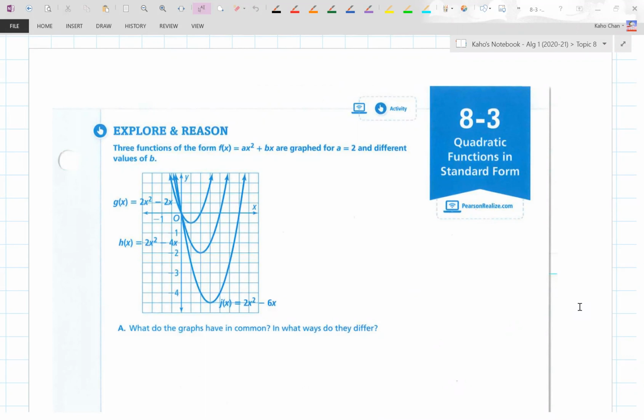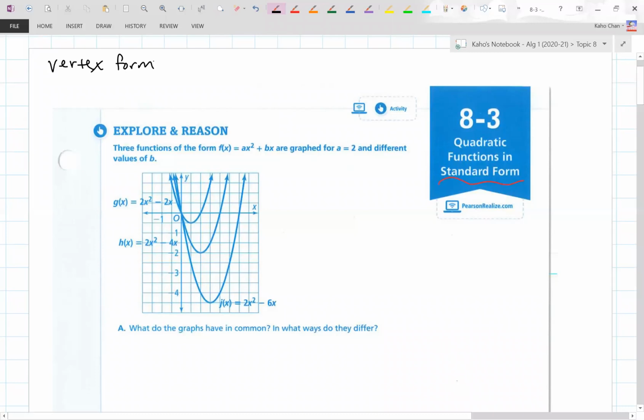Please grab your note takers and turn to page 175. We are about to do 8-3, quadratic functions in standard form. In the previous section, we talked about the vertex form. I want to briefly mention that before we do this one. A lot of the parts are the same.